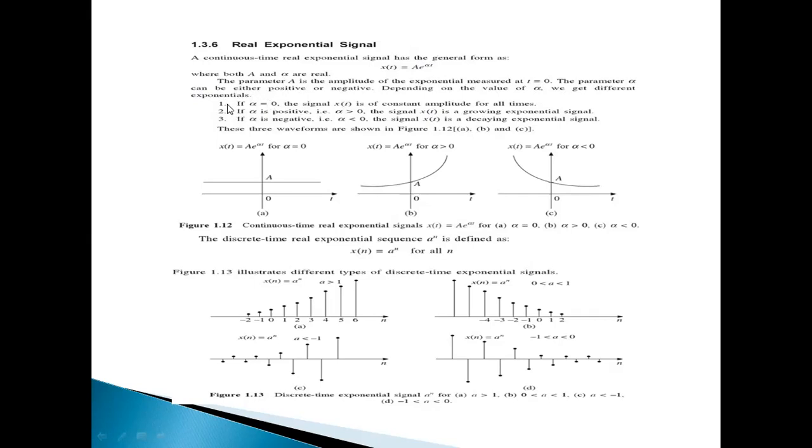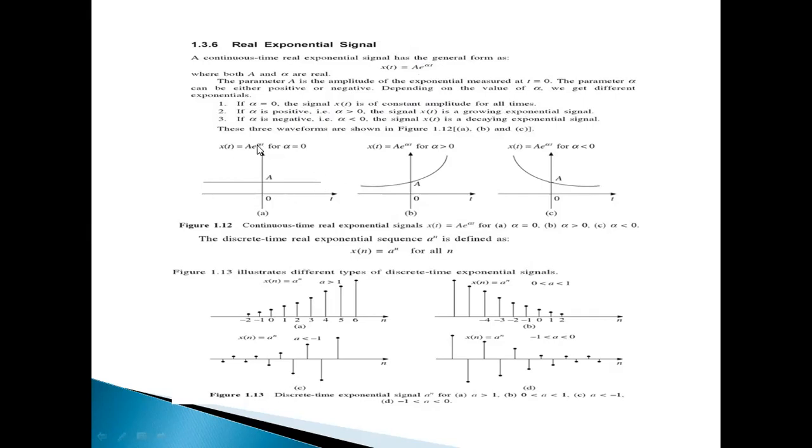Let us see how we get the different exponentials depending upon the alpha value. In this equation, x of t equals A e power alpha t. In the first case, I am taking alpha equal to 0. Alpha equal to 0 means e power 0 into t. Anything power 0 is 1, so x of t is equal to A only. So if alpha is equal to 0, the signal x of t has constant amplitude for all times. You see here the graphical representation.